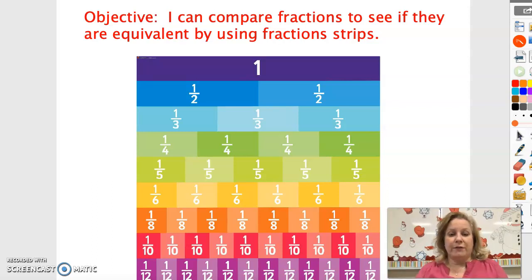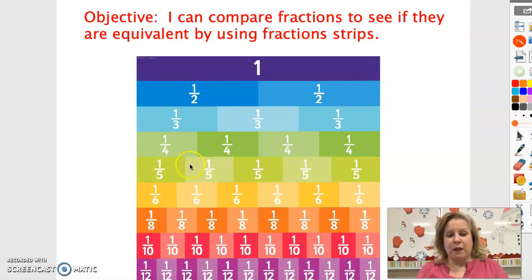So you have your half in blue, and you can see they are divided into two parts. So each part is a half. If you come down to eighths, it's the same strip, same size, but that is divided into eighths. And what you can see is that you have 8 parts to that whole fraction strip. Each part is much smaller than a half. So we know 1/8 is much smaller than a half.